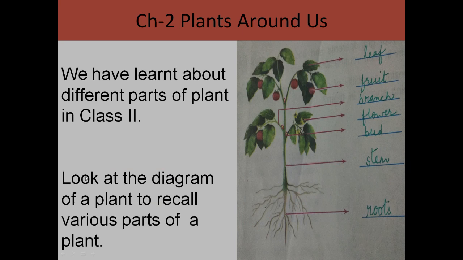We have learned about different parts of a plant in class 2. Look at the diagram of a plant to recall various parts of a plant. Roots, it's the underground part of a plant, and the rest of the part of a plant above the ground is stem, bud, flower, branch, fruit, leaf.